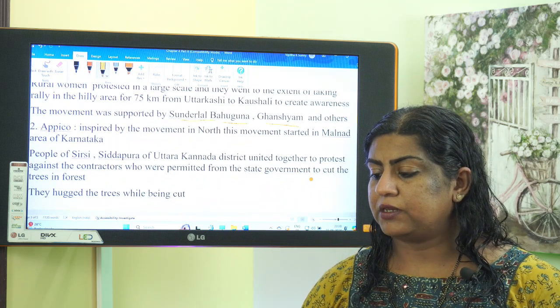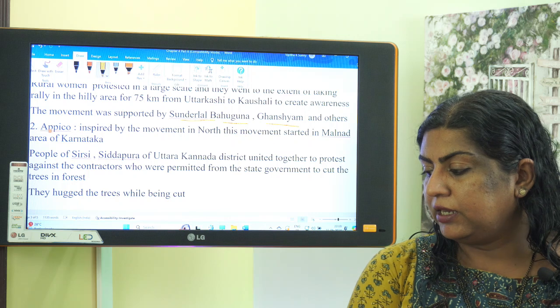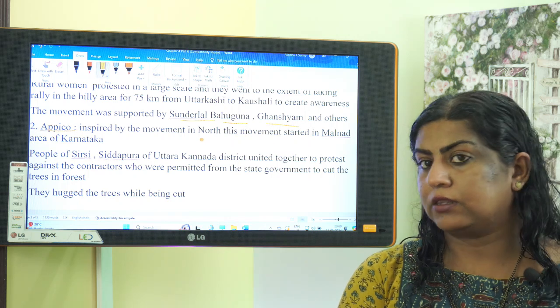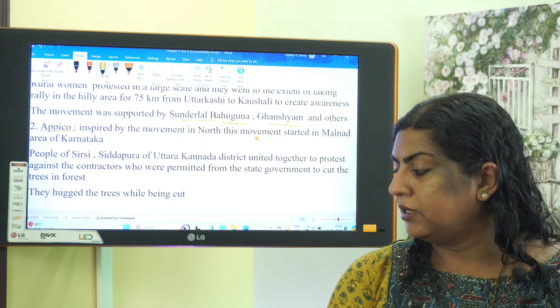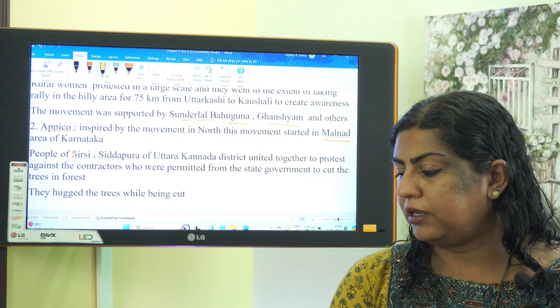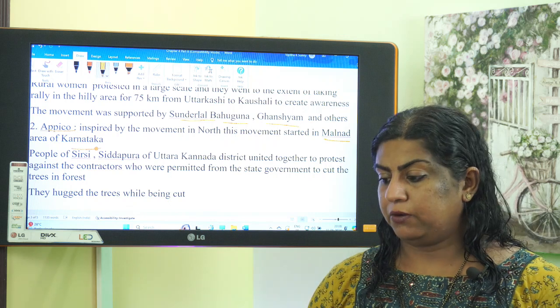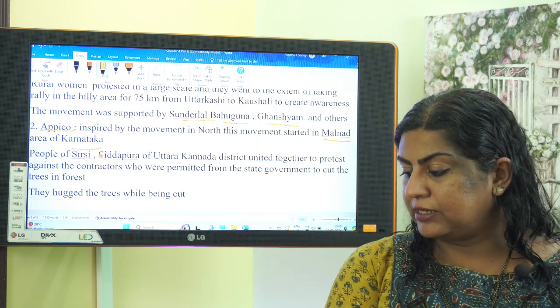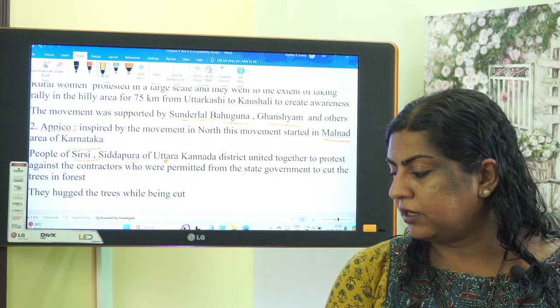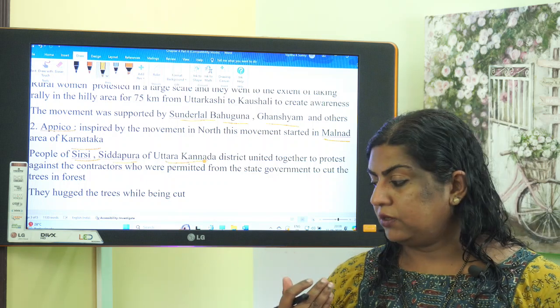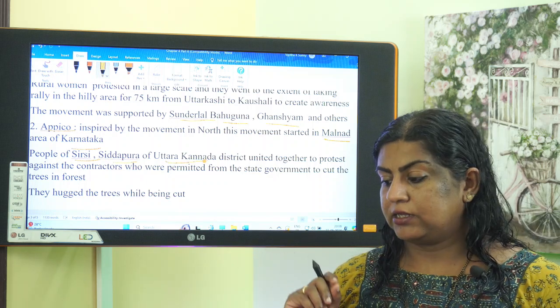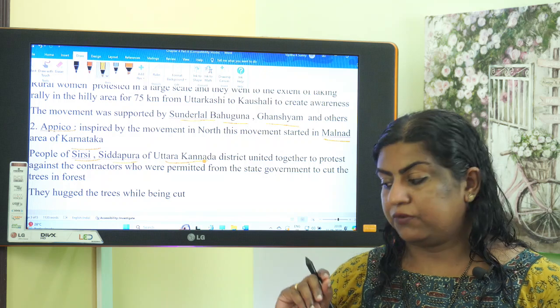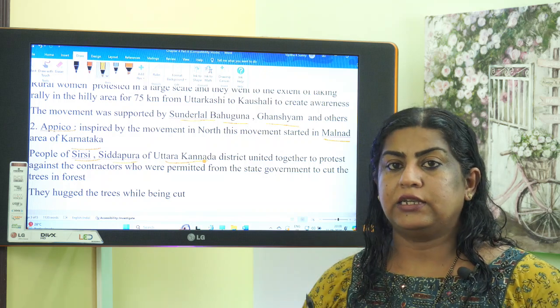Another famous movement was the Appiko movement, inspired by the movement in the north, that is, inspired by the Chipko movement. This movement was started in the Malnad area of Karnataka. So the people of Sirsi, Siddhapura, Uttara Kannada district, all united together to protest against the contractors who were permitted by the state government to cut trees in the forest.